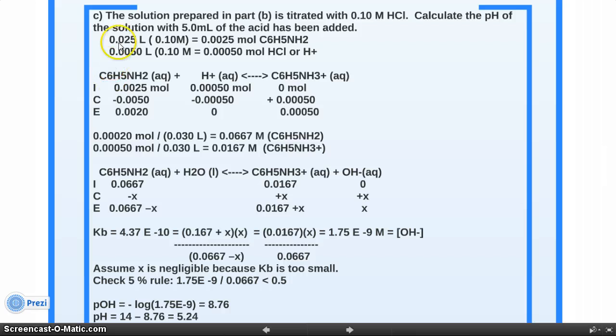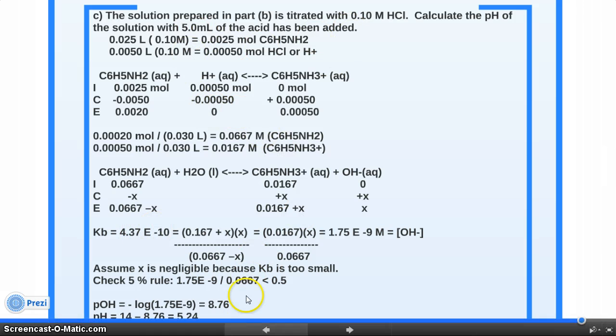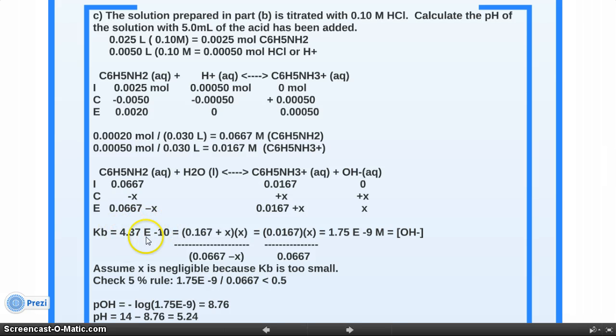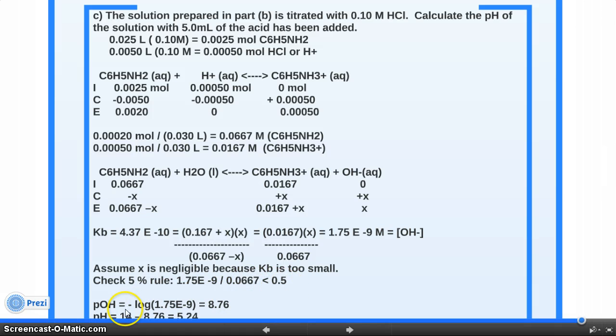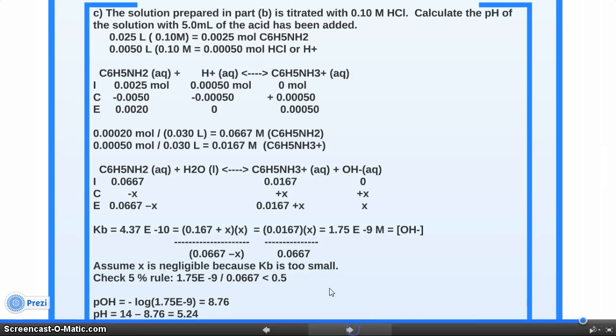For part C, you do 2 ice boxes, as you can see right here, and you simply solve for Kb. It's the Kb you solved for previously, and you solve for X, and right here you can neglect X because it's smaller than 0.5, and you find the pH to be 5.24.